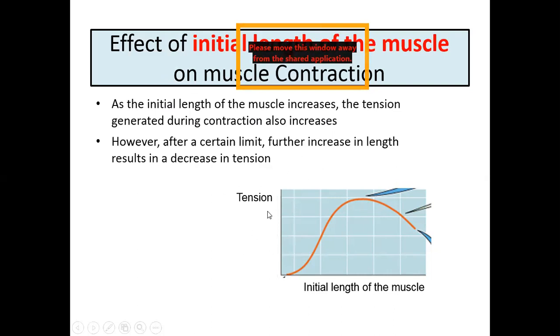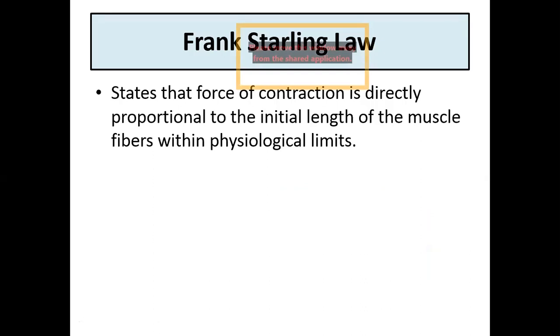This graph is called the length tension graph, and the length is the initial length of the muscle, which is the length of the muscle prior to the muscle contraction. And this is explained based on the Frank-Starling's law, which states that the force of contraction is directly proportional to the initial length of the muscle fiber, but within the physiological limit. Up till the limit, when the initial length of the muscle fiber increases, the force of contraction also increases. There is a direct relationship up till the limit. Beyond the limit, there is no direct relationship.